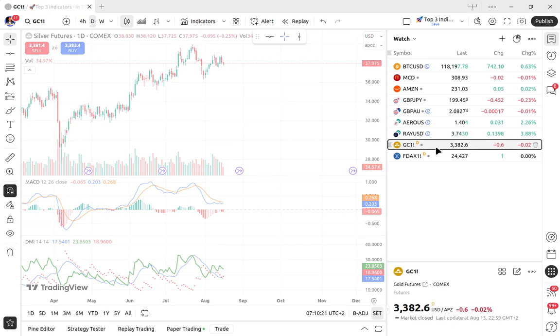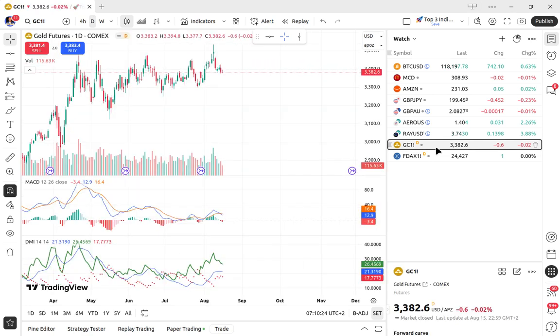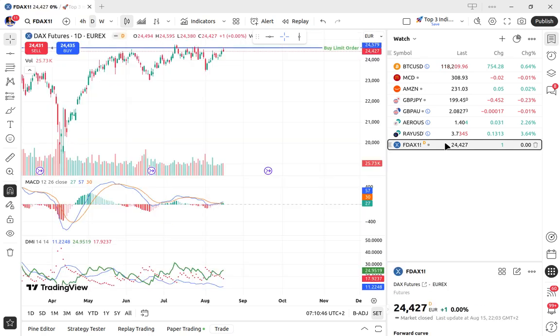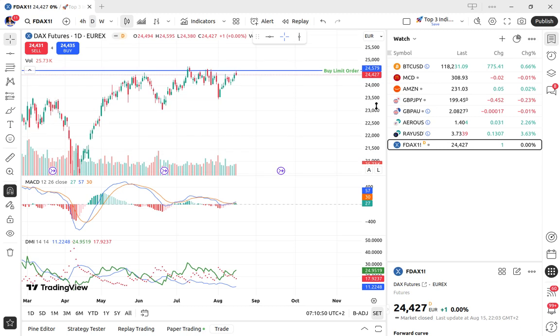And then finally, gold. I wouldn't trade gold either. As you can see, it's like doubting, up down, up down, up down. So it's kind of like in a volatility space, so I wouldn't trade gold either. So the winner of the futures market is the DAX futures.